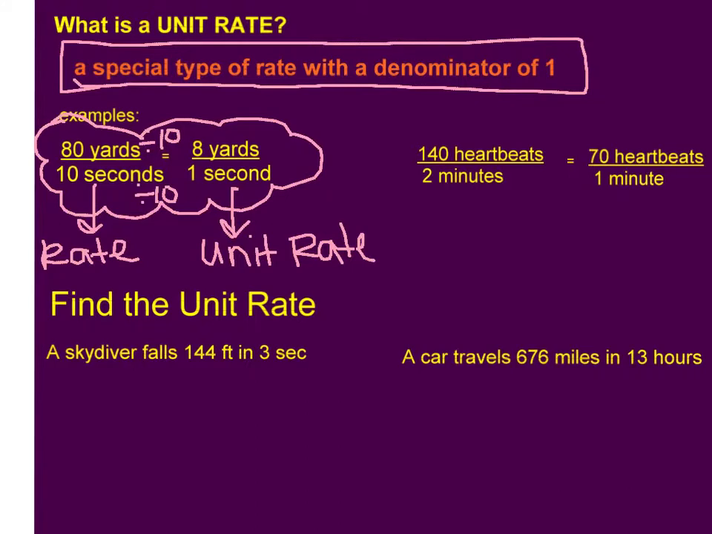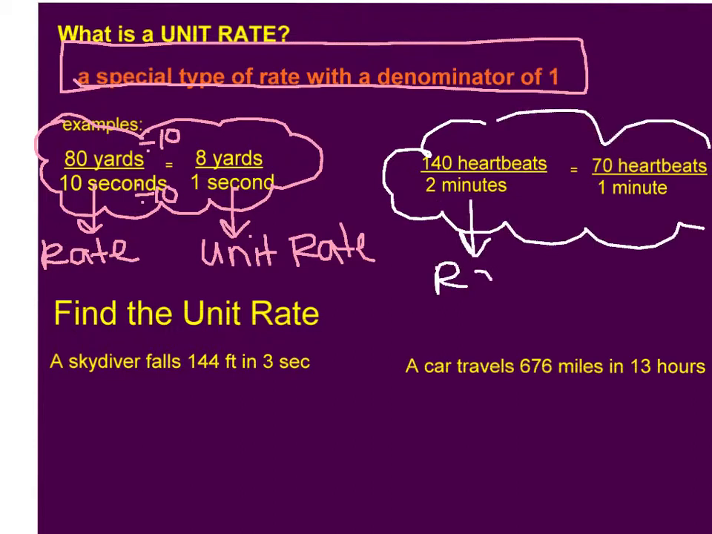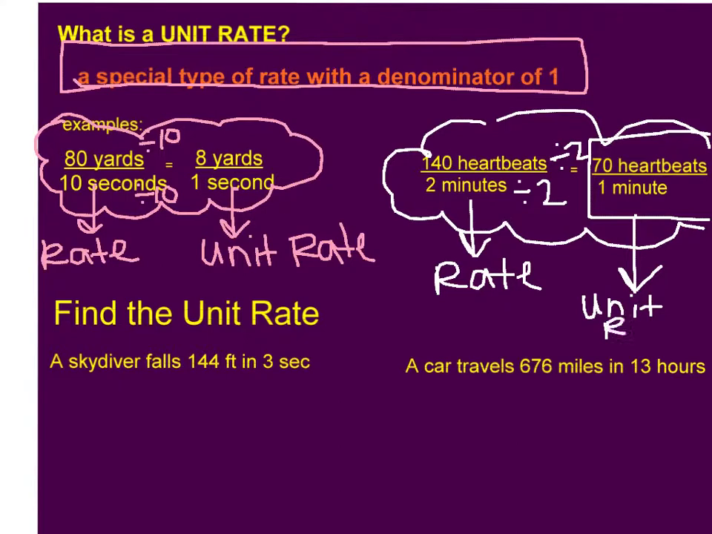In the next example that we see here, we have 140 heartbeats in 2 minutes. So again, this side now we're looking at, and this is describing a rate. And to find the unit rate, we are trying to get a denominator of 1, so that means dividing away 2 from both the numerator and the denominator. 2 divided by 2 is 1. And then 140 divided by 2 leaves us with 70. So this piece right here, 70 heartbeats per minute, is described as our unit rate.